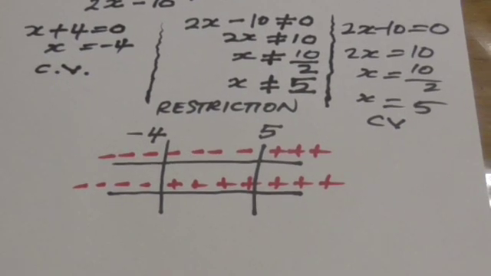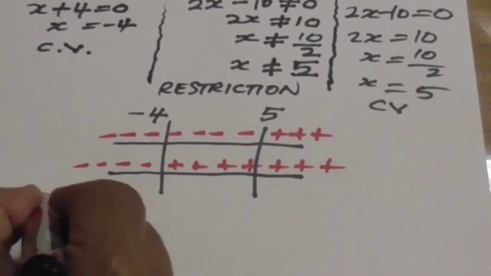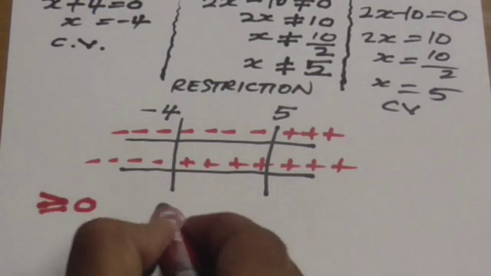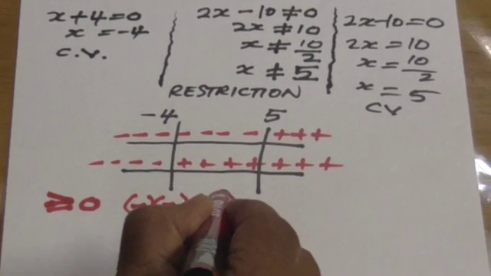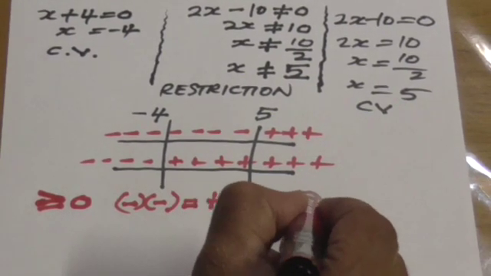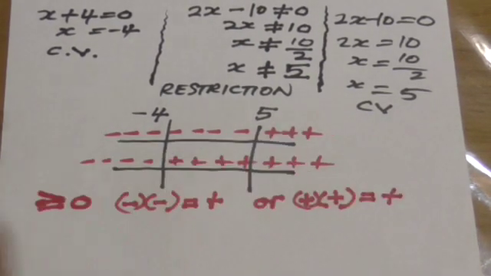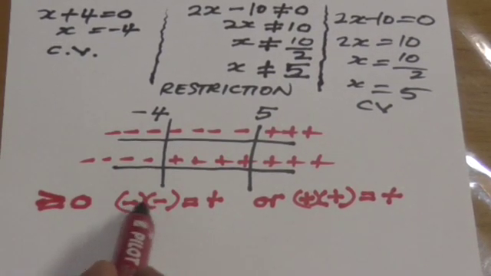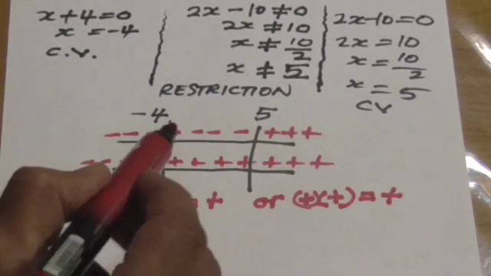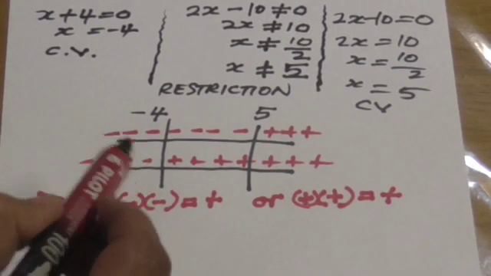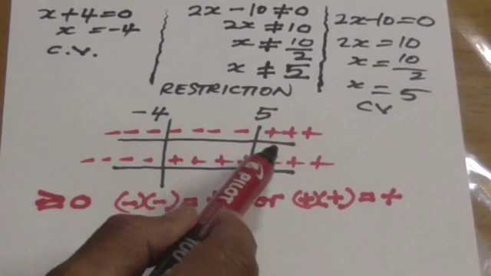Now let's go back to the question. The question said greater than or equal to 0. We'll concentrate on greater than. Greater than means minus times minus is equal to plus, or plus times plus is equal to plus. So greater than 0 means you must take two negatives or you must take two positives. So when we look at this diagram, we can see that the two negatives are in this area. Here is negative and negative. Here is negative and positive. Here it's positive and positive.